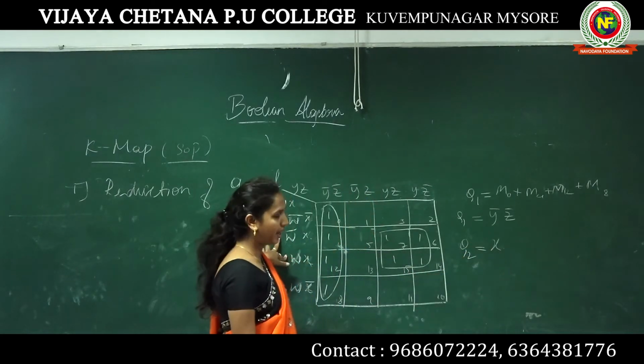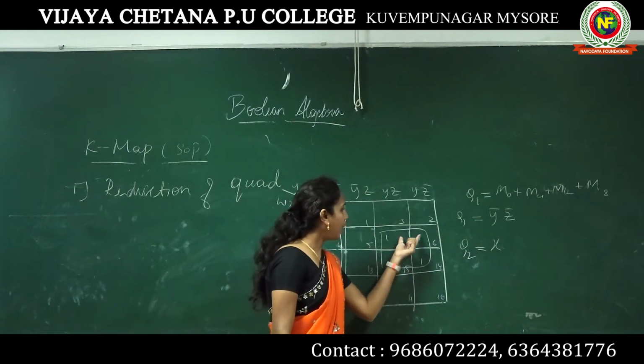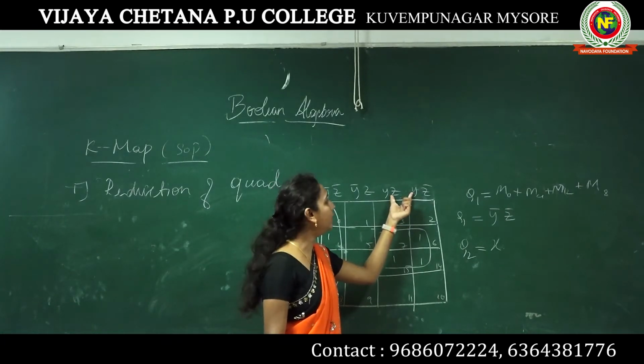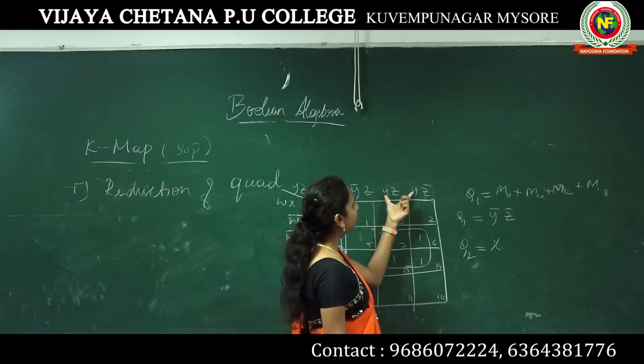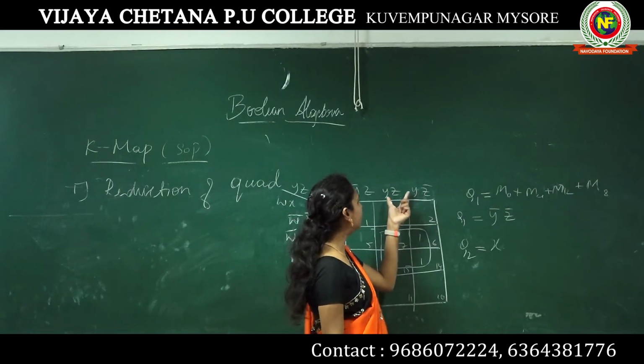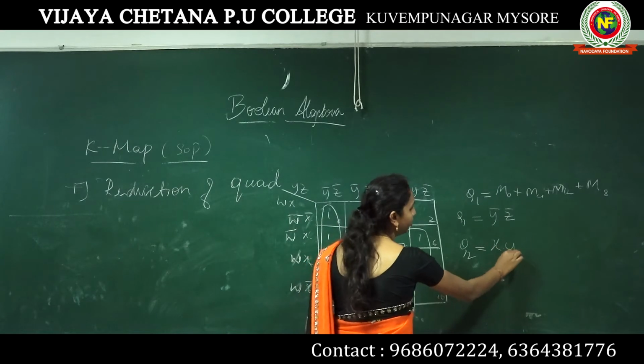Again here, I am considering vertical these 2 variables. So which is the common here? Y. So z and z bar will be cancelled because it is opposite. Y is the common. I am writing the y.